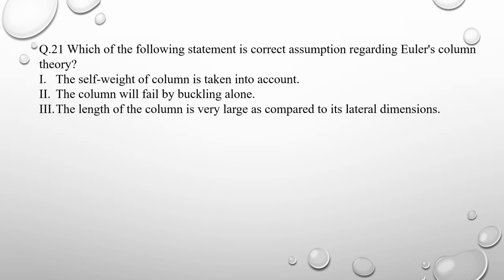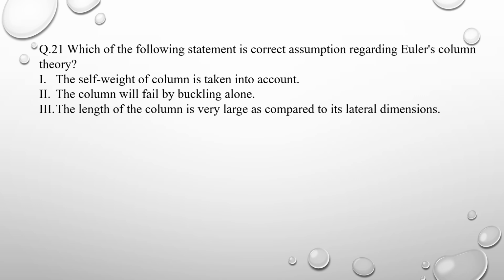So in these options, first, the self weight of the column is taken into account. So first is not correct, because the self weight of the column is not considered in Euler's column theory. Then second, the column will fail by buckling alone. So second is correct. The column fails due to buckling.